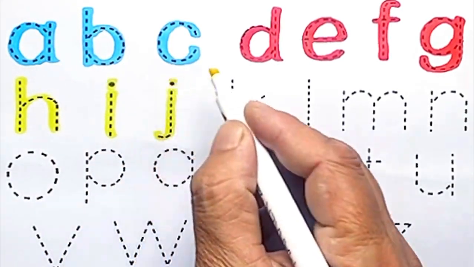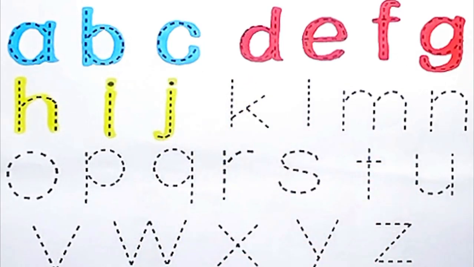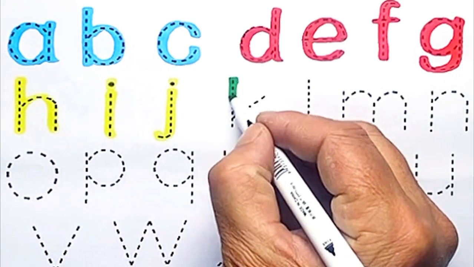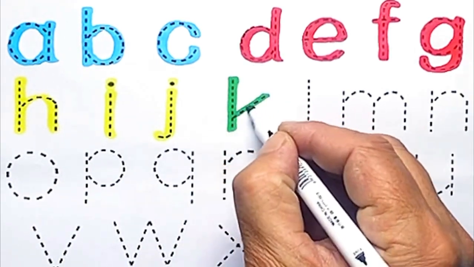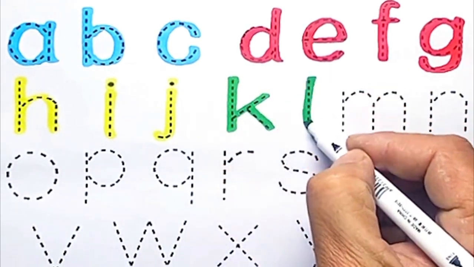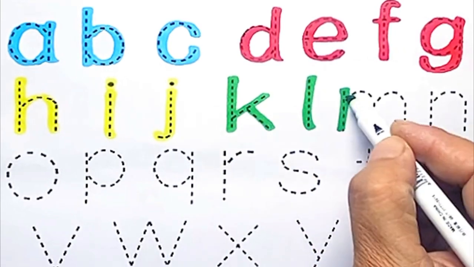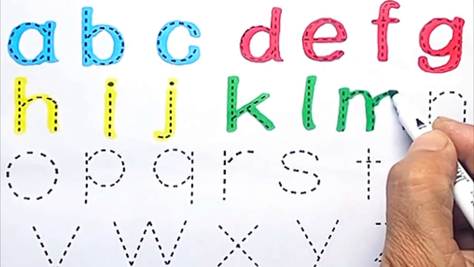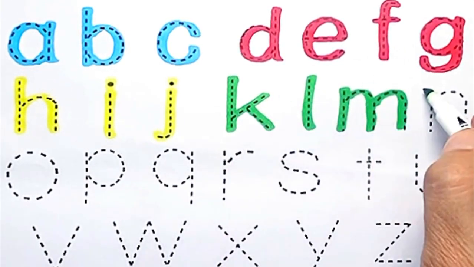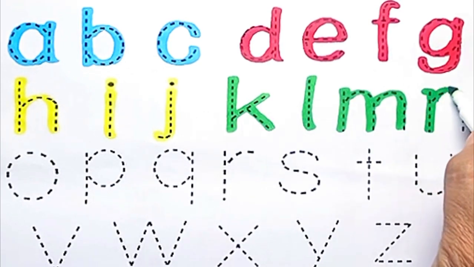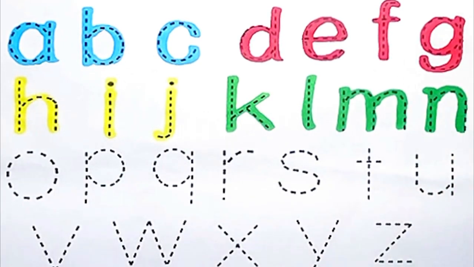J. J for joker. Green color. K. K for kite. L. L for lion. M. M for mango. N. N for nest.